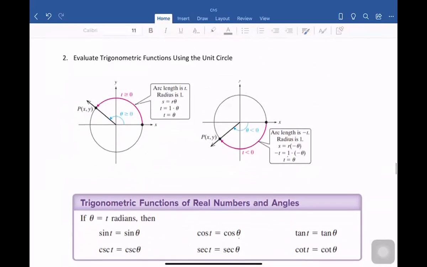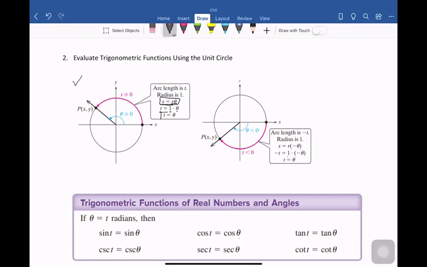Okay, let's see the next one, part 2. Part 2, evaluate the trig functions using the unit circle. First part, it shows us t equals theta. We talked about this before. Since s, the formula for the arc length, s equals r times theta. If the arc length is t, and our r, the radius, is 1, so t equals 1 times theta, that means t equals theta. This is for the positive angle, because you see it's going in the counterclockwise direction.